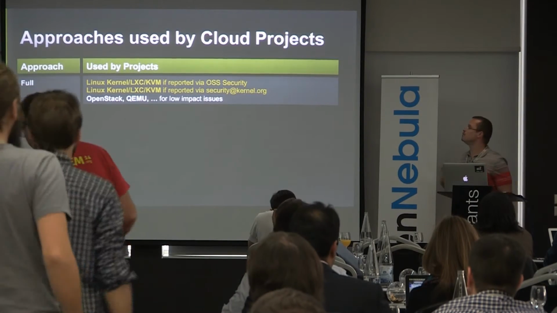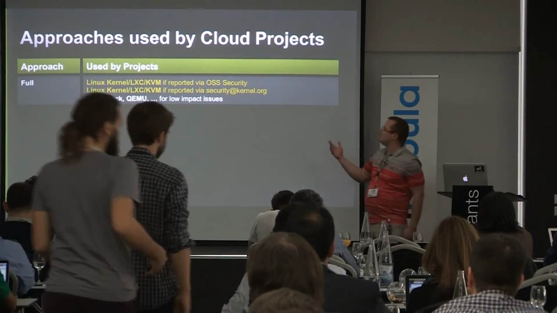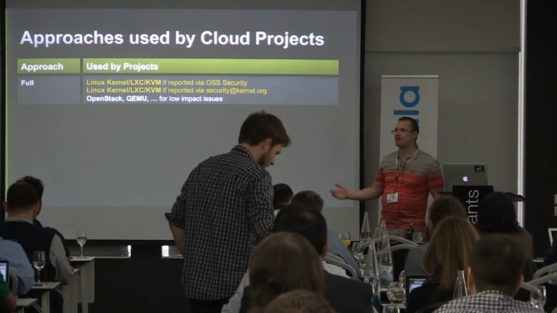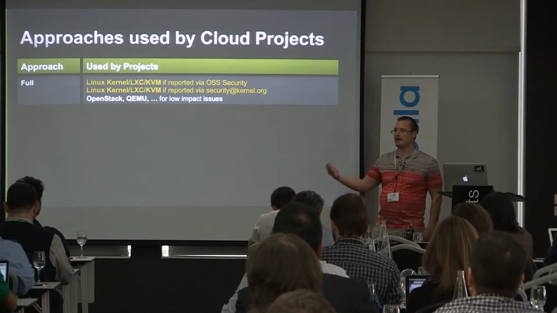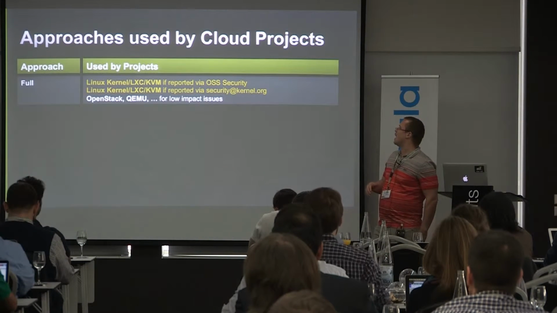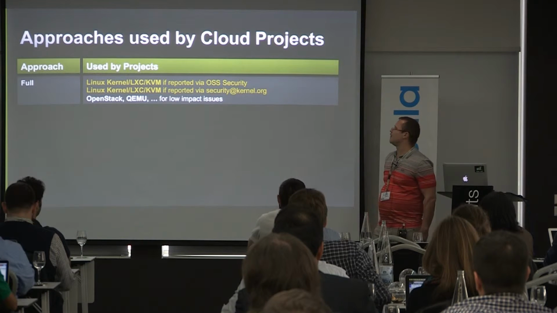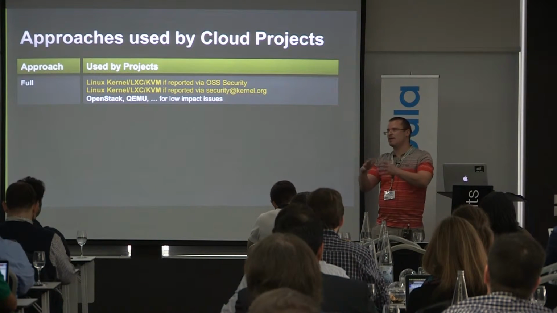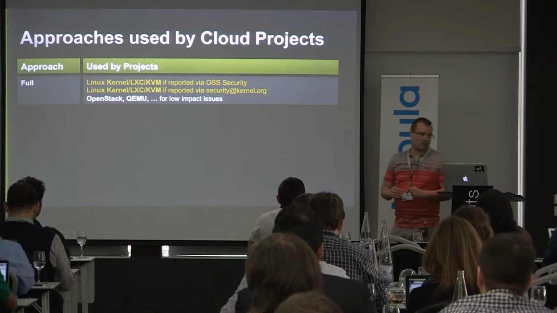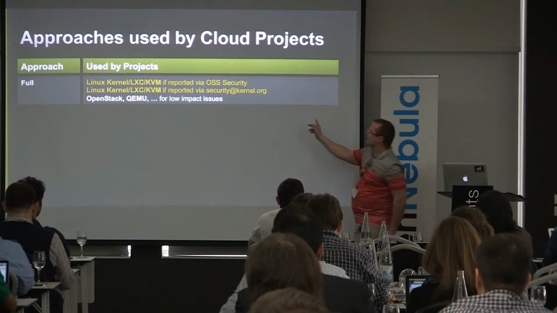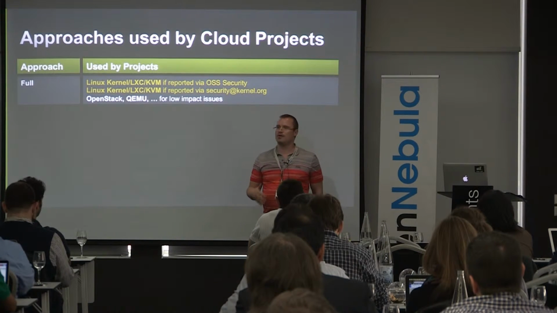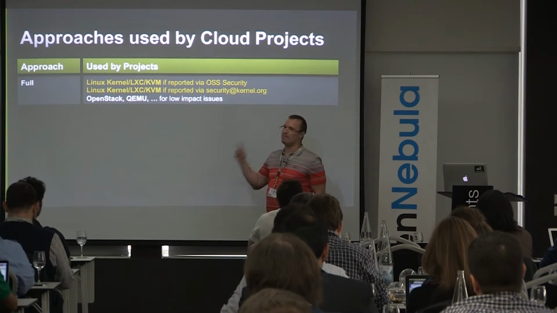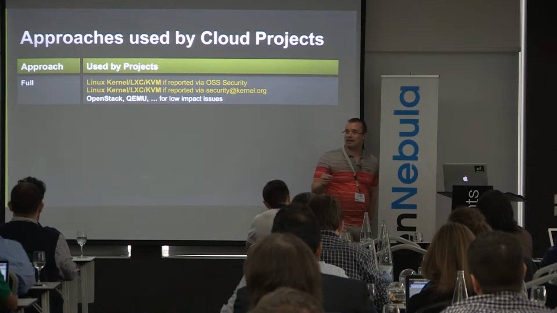So full disclosure. If you look at the Linux kernel, there's actually the OSS security list, and a lot of projects use that. You post your issue there. It's publicly available for everyone to see. The Linux kernel also has security at kernel.org. They have like a 5 days period where they try and find a patch, and then it goes out publicly. And then a lot of projects like OpenStack, QEMU, and many others use full disclosure for low impact issues when they're not really that severe.